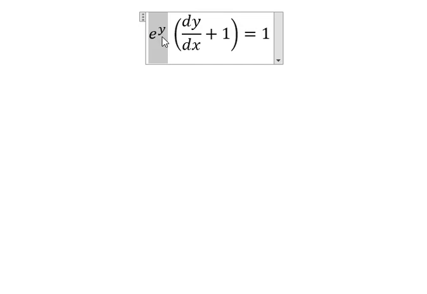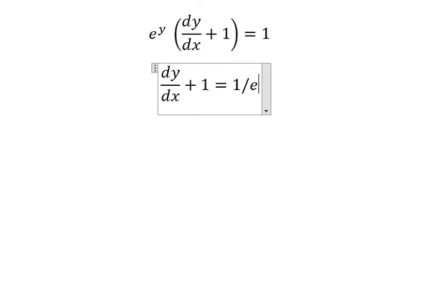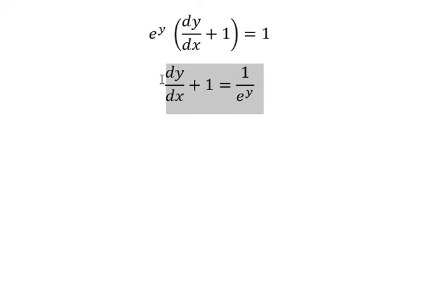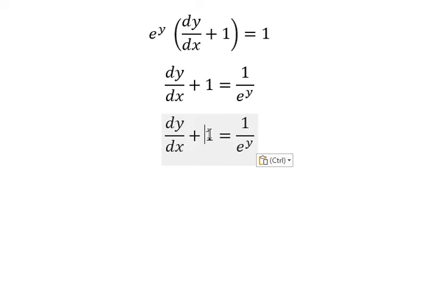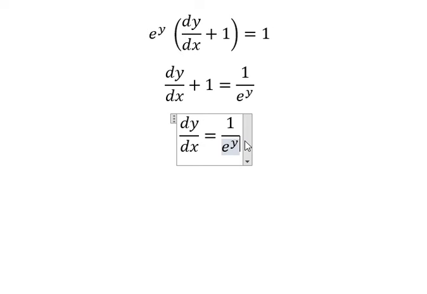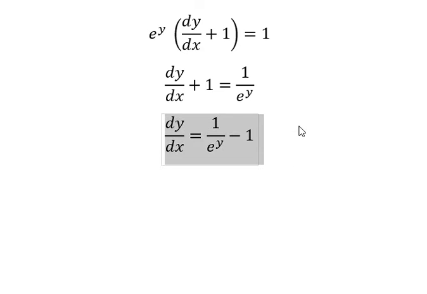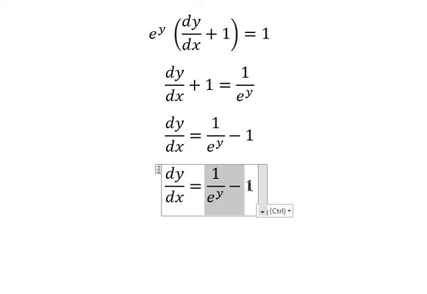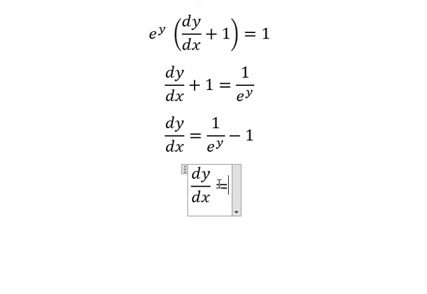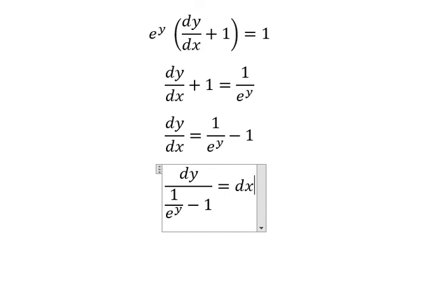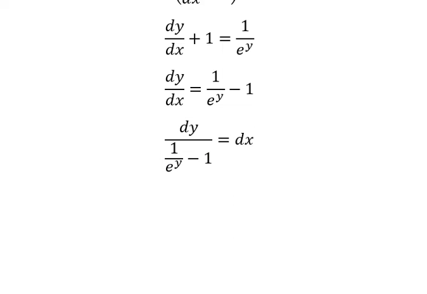We divide both sides by this one. Next, I will put number 1 go to the right. Next, I will put this one go to the left, the s will go to the right. Next, I will multiply e to the power of y on numerator and denominator.